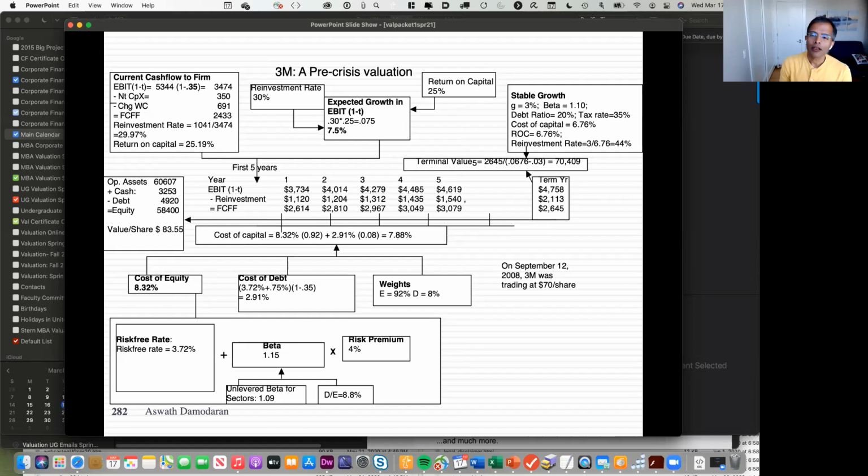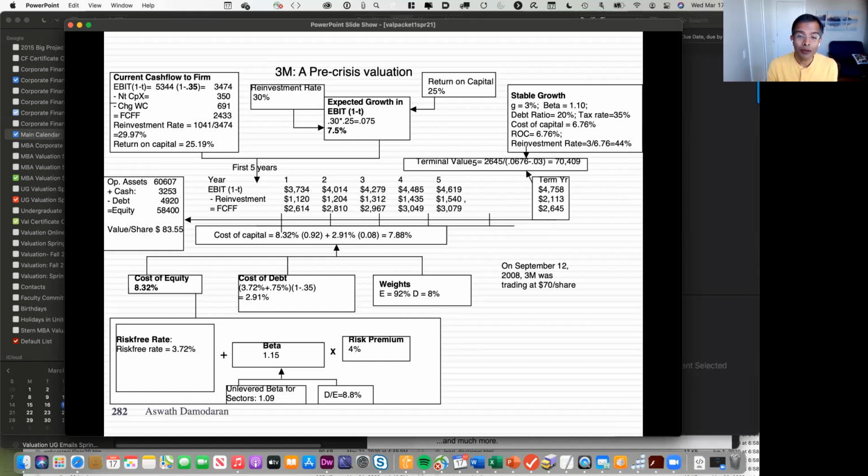I know we're getting to the end of the class, but let me close the class with a couple of valuations. These were valuations around a crisis. The first, this valuation of 3M. You know what 3M does, right? Boring stuff on which it makes huge margins. Things like the Post-it note.